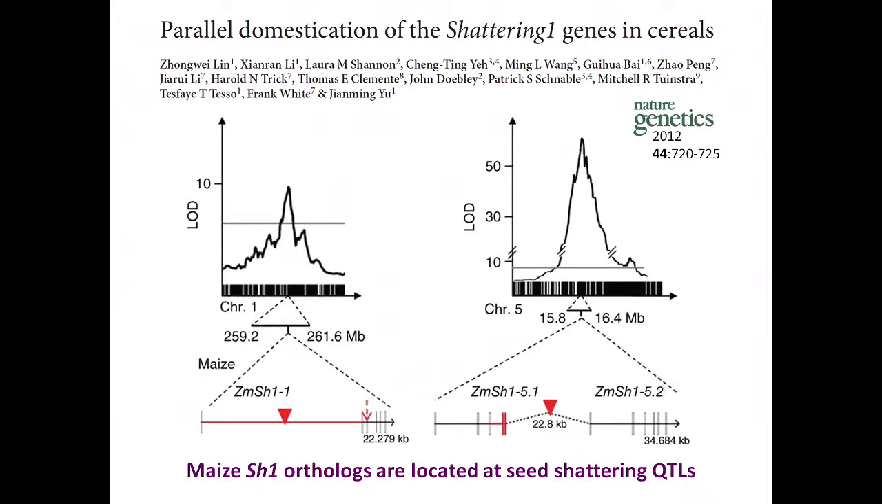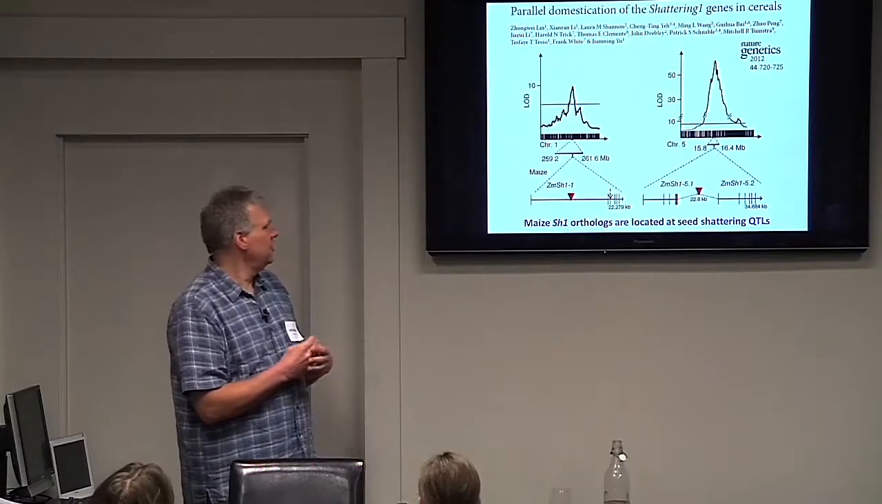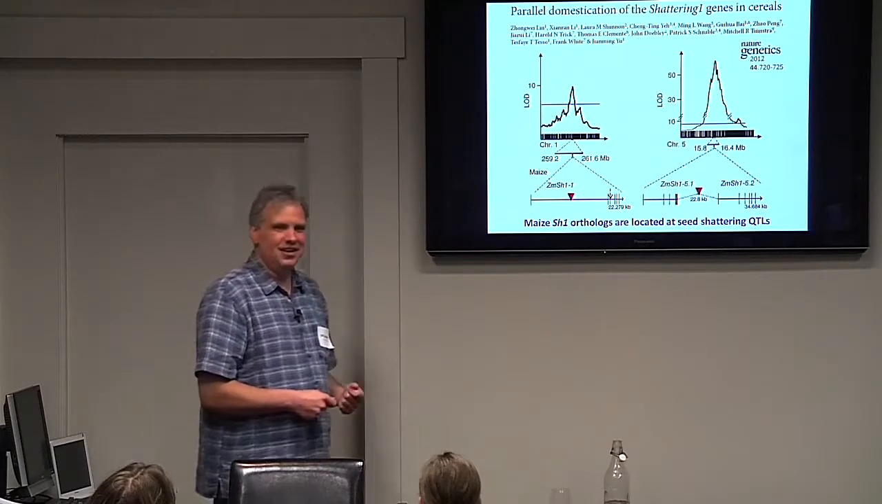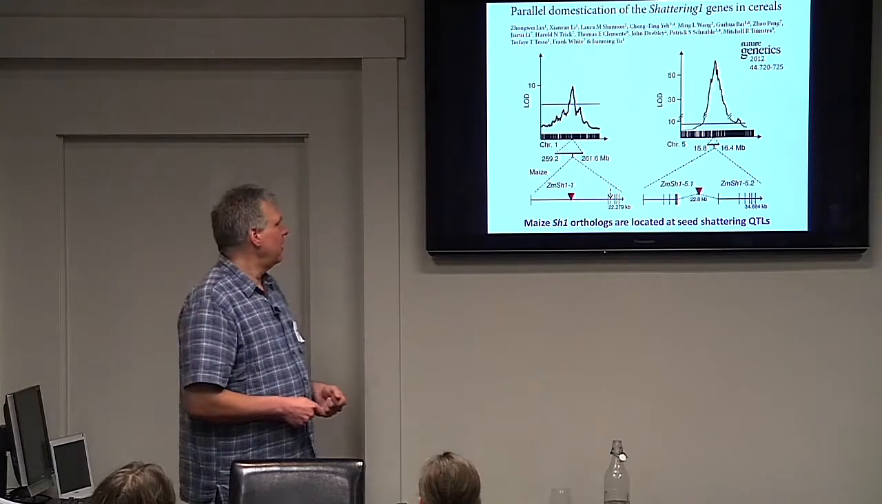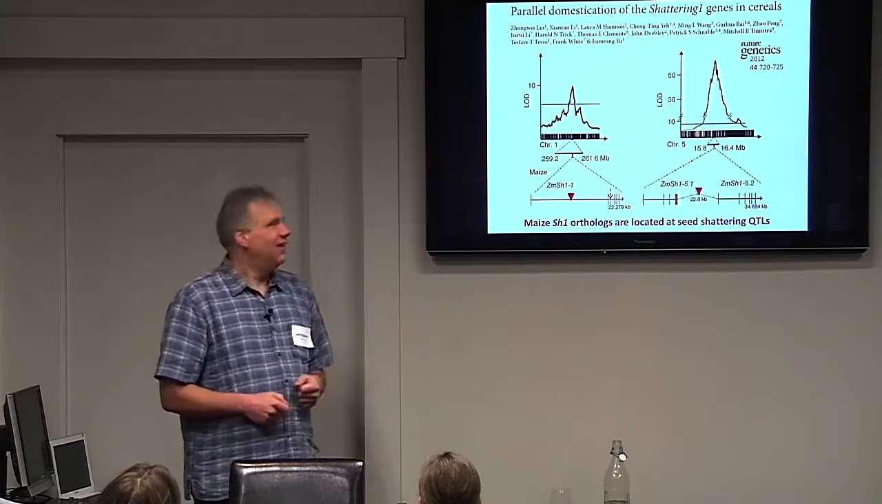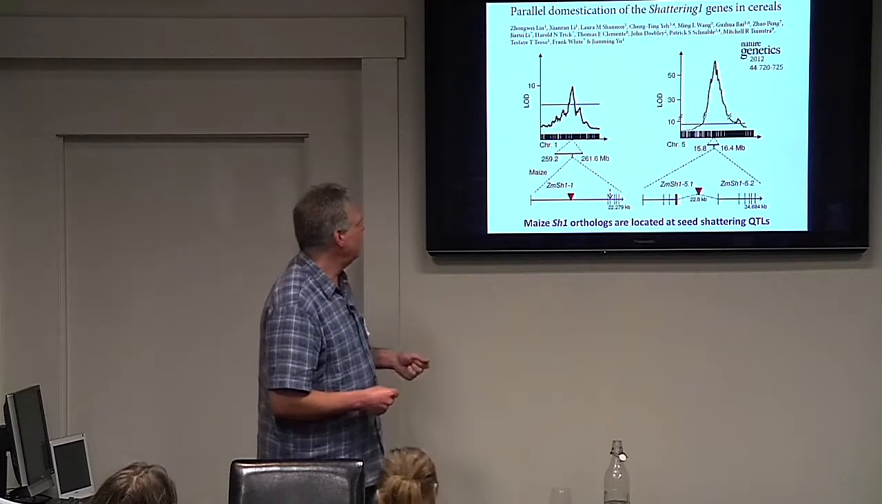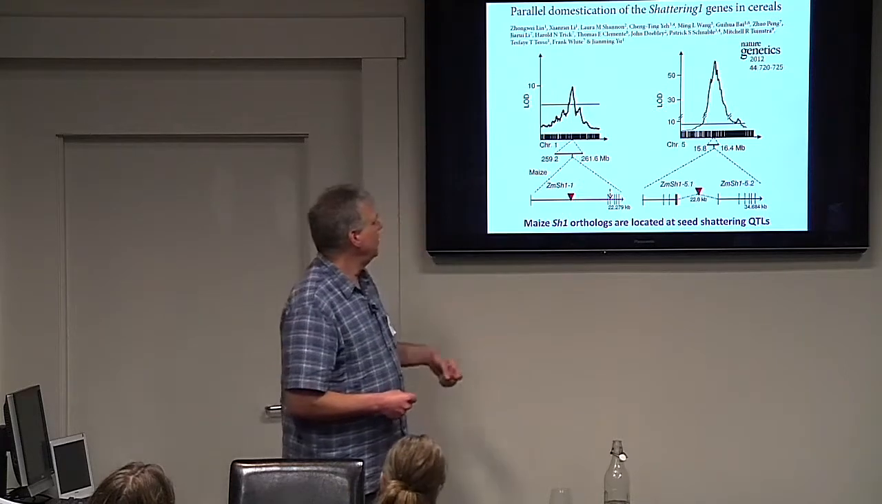It controls seed shattering. When you domesticate a crop way back in the day, you want to find a mutant where all your corn kernels don't just fall all over the ground, so you don't have to pick them up. They stay on the cob. Same thing for rice, same thing for sorghum. So not the same mutation, but mutations in the same gene, sort of a knockout of the same gene, have been selected for in parallel in different crops.